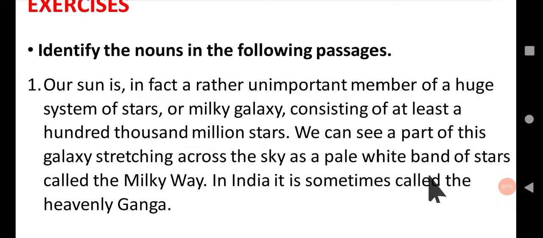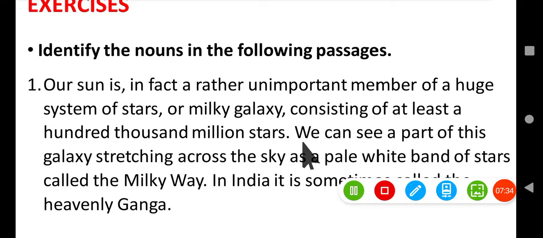Now let us find out what are the nouns in this small paragraph. Okay, our sun is in fact a rather unimportant member of a huge system of stars or Milky Galaxy consisting of at least 100,000 million stars. Here, till here there is one sentence. Can we find out the nouns here in this case?